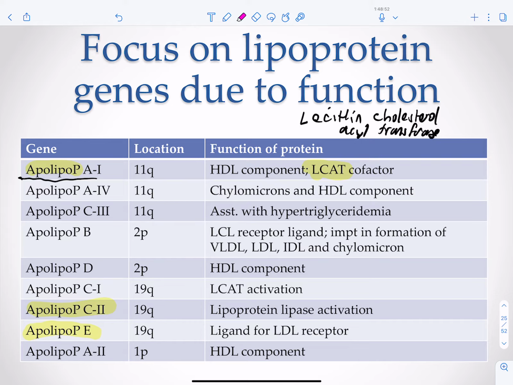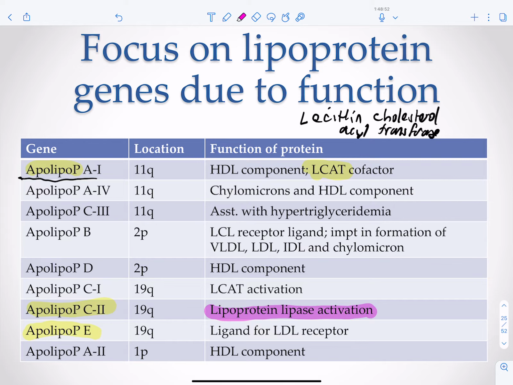So different apoproteins are going to have different influence. We have apolipoprotein C2, as we know, is going to activate lipoprotein lipase. And again, if you have a loss of function of this protein, then you're not going to have the release of fatty acids to be picked up by your muscle or by your adipose tissue, for example.